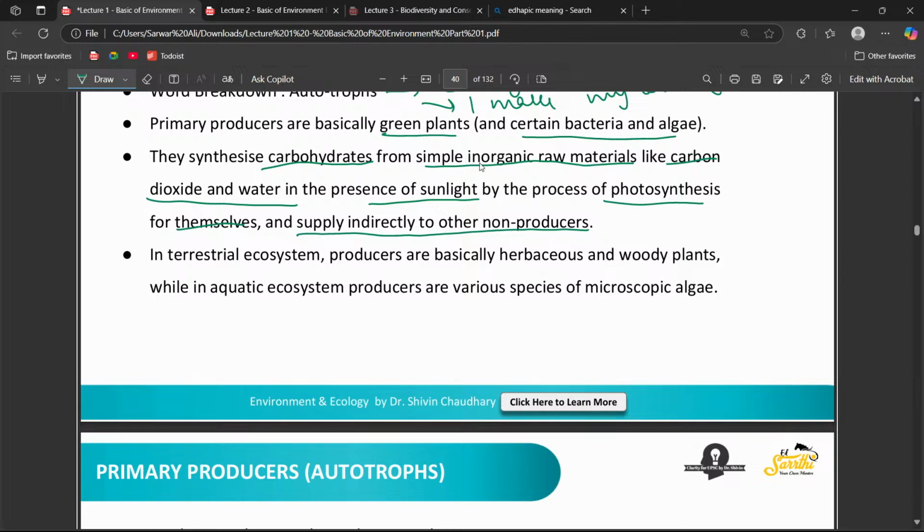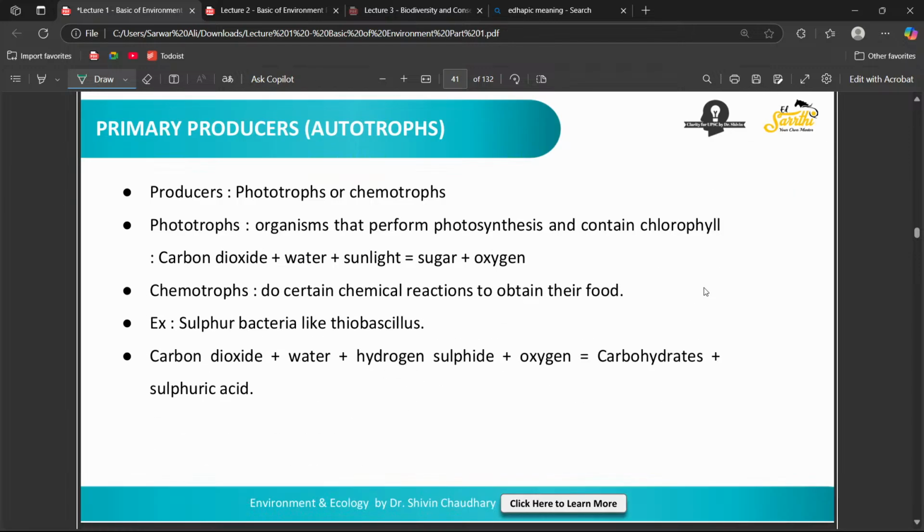Why do plants make fruits? It is basically a storage of energy. In terrestrial ecosystems, producers are basically herbaceous and woody plants. In aquatic ecosystems, there are various species of microscopic algae. Primary producers, autotrophs, are called phototrophs or chemotrophs. Photo means light, right? They make food with light. Chemotrophs make food with chemicals.